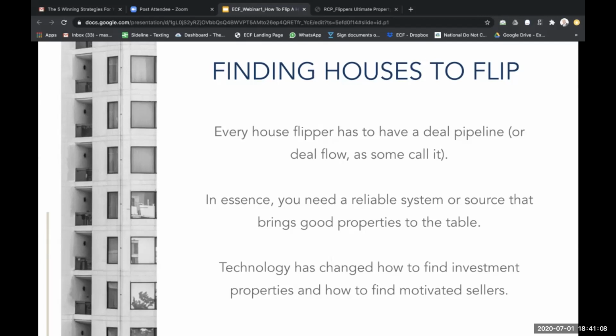So in essence, what you want is a reliable system and a source to bring you good properties to the table. We do have technology right now that could do that, whether it's Real Estate IQ and a lot of other websites and apps. However, everybody needs a deal pipeline, which we're going to discuss right now, because if you're working on one deal and it doesn't pan out, you're at a 100% failure rate, unfortunately. So if you have 20 deals in your pipeline, chances are one or two will work out, and that's what you want, because in this business, it is a numbers game.